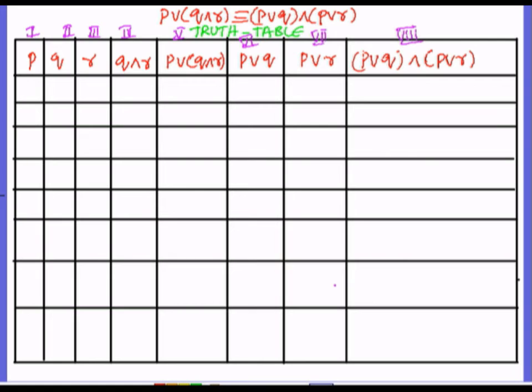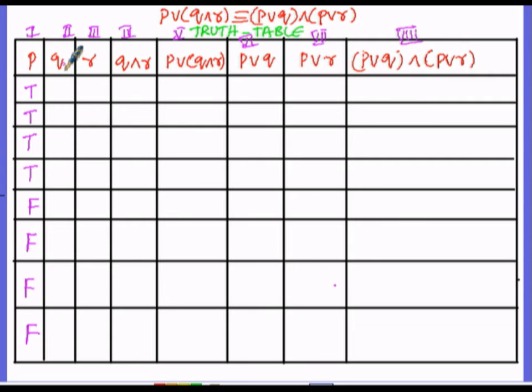We are assuming three statements, so the possibilities will be 8. The easy way of remembering these possibilities is this. First of all, in the case of the first statement, P, let us take the first 4 truth values as true and the next 4 truth values as false. So in the first column we have assumed the first 4 truth values of P are true and the next 4 truth values of P are false. So this is the easy way of remembering the 8 possibilities.